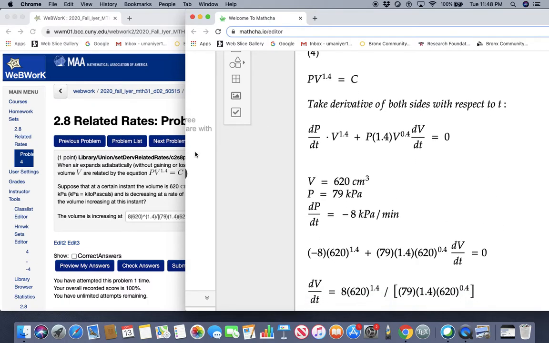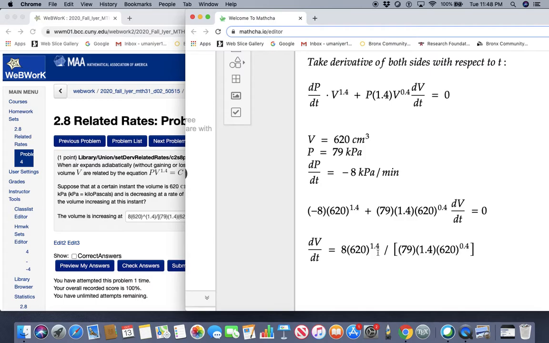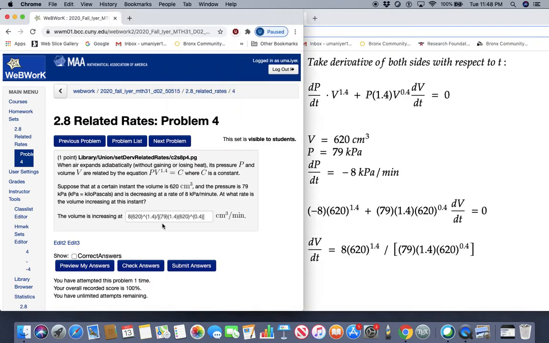We are told volume is 620, P is 79, dP/dt is negative. Why is it negative? Because it's decreasing. Plug in all those values and solve for dV/dt. Take the number to the other side and so on. Negative becomes positive. Notice, I don't even simplify this, I type it in as it is. Remember all the extra brackets you need. That's all.